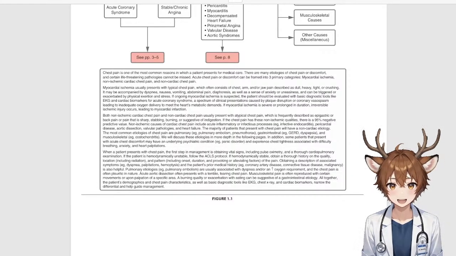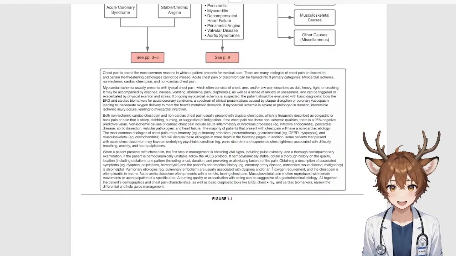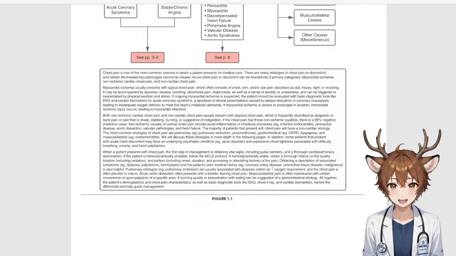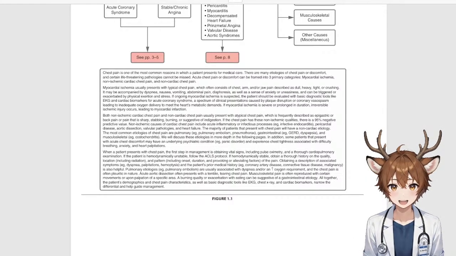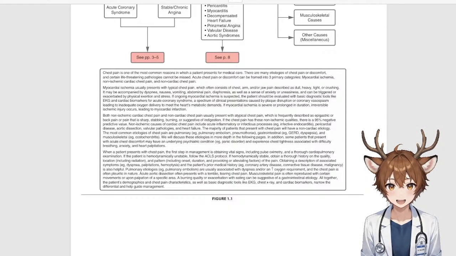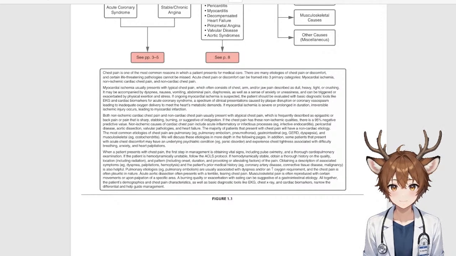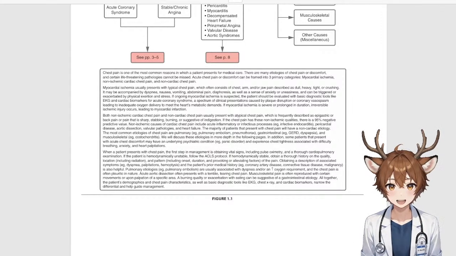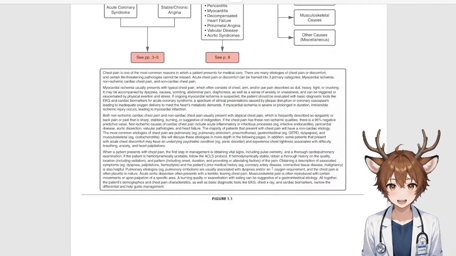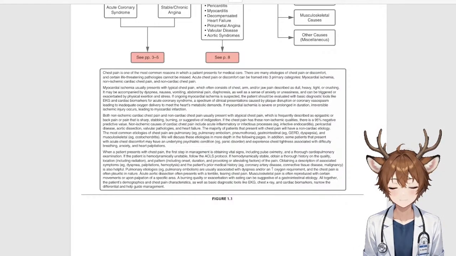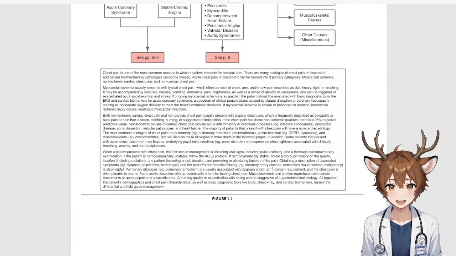Both non-ischemic cardiac chest pain and non-cardiac chest pain usually present with atypical chest pain, which is frequently described as epigastric or back pain, or pain that is sharp, stabbing, or burning, or suggestive of indigestion. If the chest pain has these non-ischemic qualities, there is a 95% negative predictive value. Non-ischemic causes of cardiac chest pain include acute inflammatory or infectious processes, that is to say, infective endocarditis, pericardial disease, aortic dissection, valvular pathologies, and heart failure.